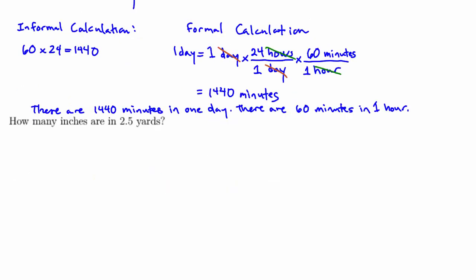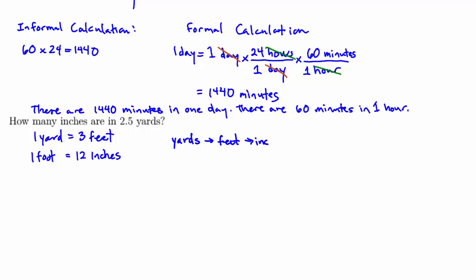The next example we'll look at is to determine how many inches are in 2.5 yards. So the first things we want to do are to identify some of those equivalencies. So 1 yard is equal to 3 feet, and 1 foot is equal to 12 inches. If we think about how we're going to do this conversion, we're starting with yards, we need to end in inches. So we're going to go yards to feet to inches.